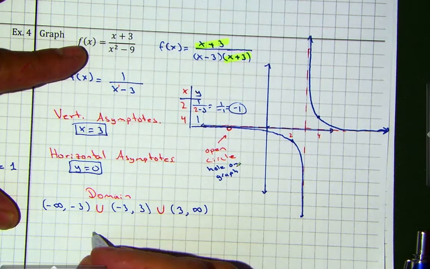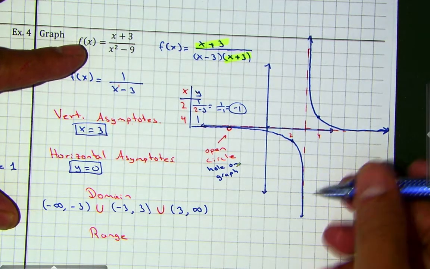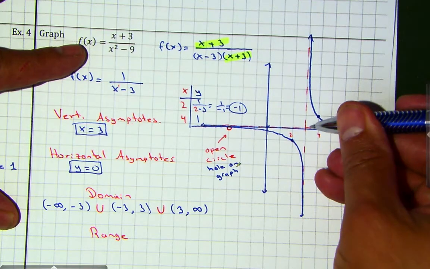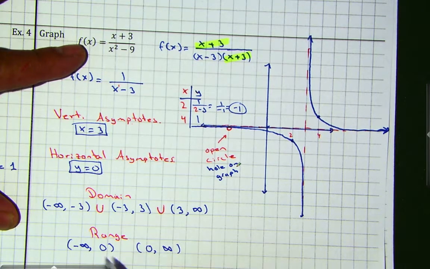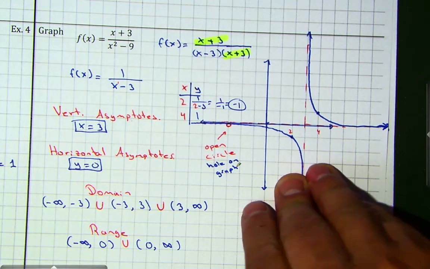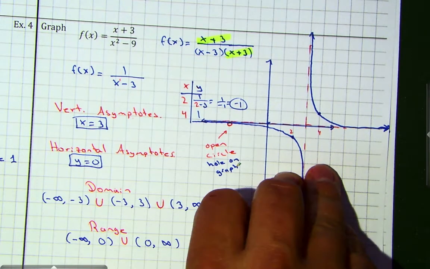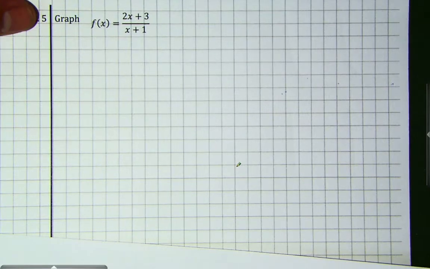And your range will be all real numbers except for 0, or we can say from -infinity all the way to 0, and from 0 to positive infinity. Those are all the y values that we get back. Let's continue to example number 5. Go ahead and take the time to copy it down, and then we'll continue once we're ready.